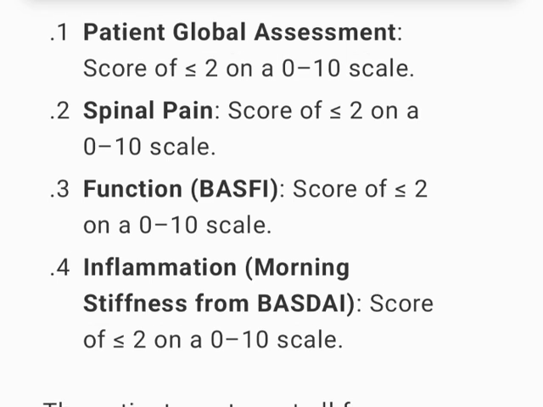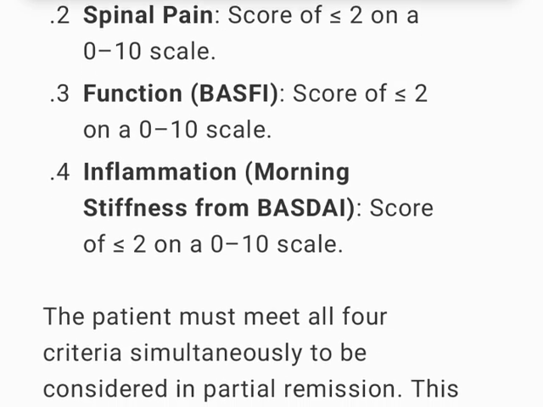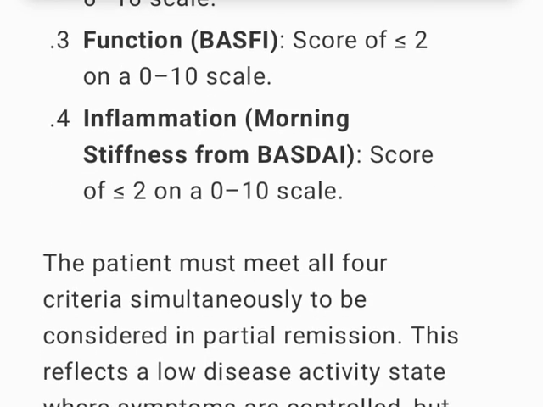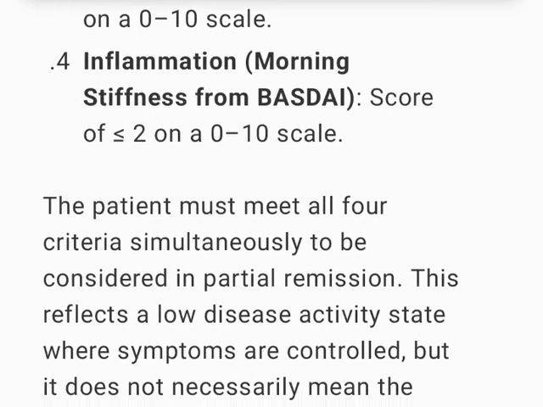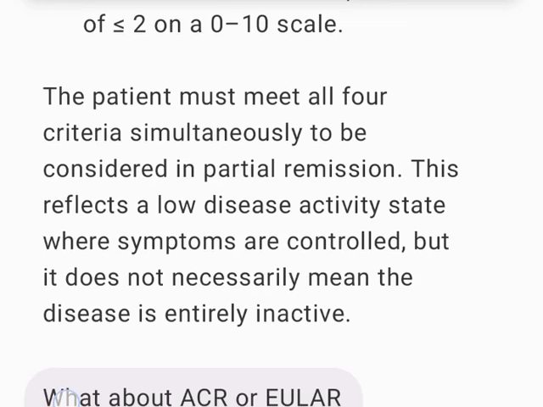1. Patient global assessment, score of 2 or less on a 0 to 10 scale. 2. Spinal pain, score of 2 or less on a 0 to 10 scale. 3. Function, BASFI, score of 2 or less on a 0 to 10 scale. 4. Inflammation, morning stiffness from BASDAI, score of 2 or less on a 0 to 10 scale.